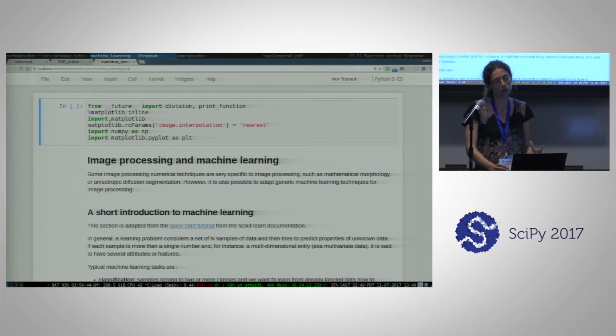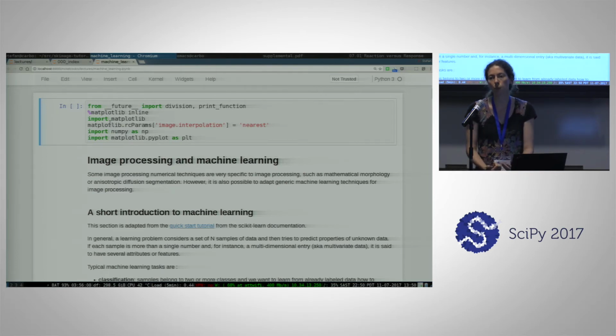Today we will see simple things about how to use machine learning for image processing, because Stefan and Claire already introduced to you some techniques of image processing that are signal processing techniques, but that are specific to the image processing domain. Machine learning, on the other hand, is very generic. Machine learning techniques can process any kind of data as long as you can put them into an array of samples and features, as you will see.